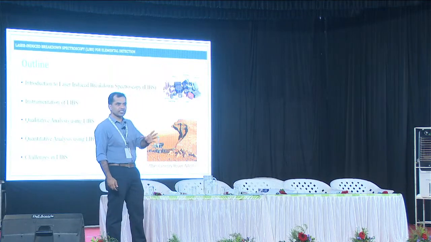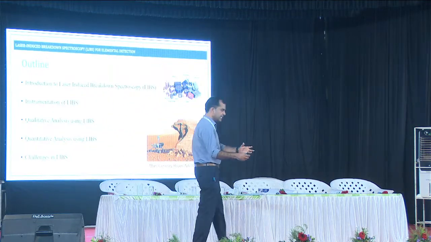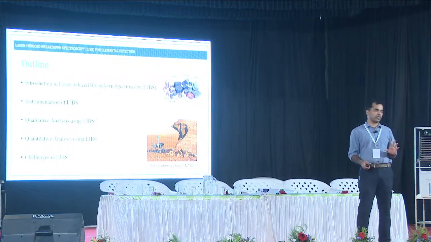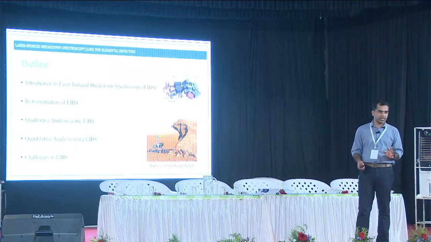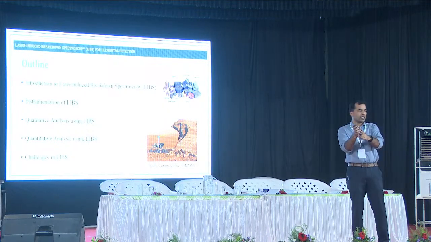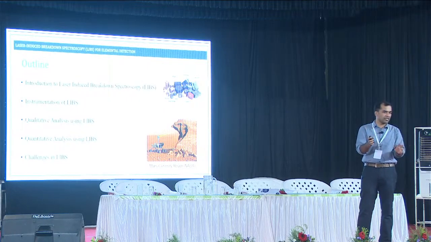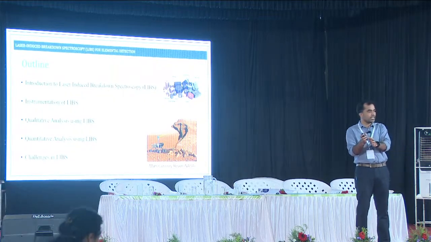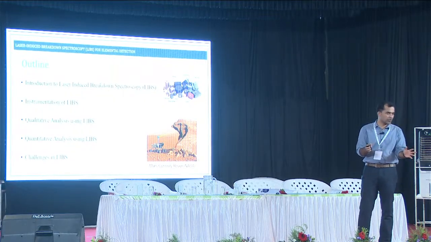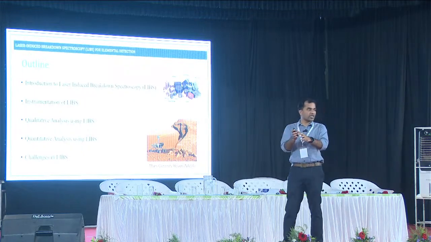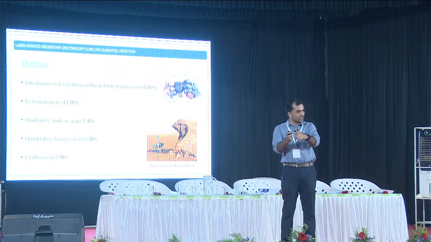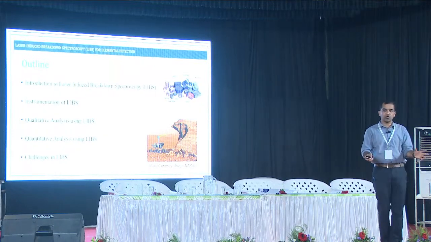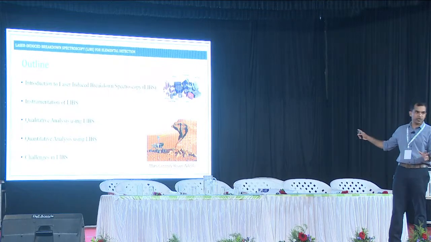Then the instrumentation: what the instrument is and what its internal components are, and we can do qualitative and quantitative analysis. That is a beautiful thing. For example, suppose this material is a combination of copper and zinc. Identifying those elements is known as qualitative analysis. Quantitative means what the percentage of copper is and what the percentage of zinc is. We can do both qualitative and quantitative analysis of the sample using LIBS.